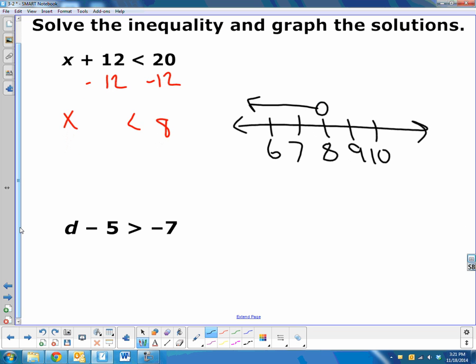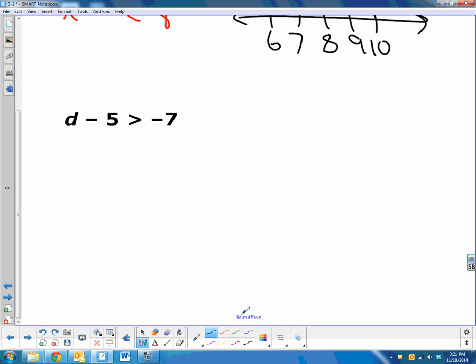Got another one here, same idea. So we've got d minus 5 is greater than negative 7. We use that inverse operation. I'm going to solve for d. Opposite of minus is plus 5. Plus 5. I've got d minus 5 plus 5 will give us d, and then I've got greater than. And negative 7 plus 5 is going to give me negative 2. I'm going to graph that solution.